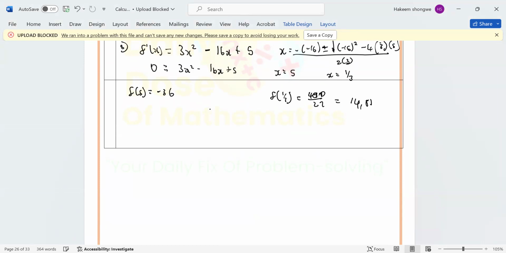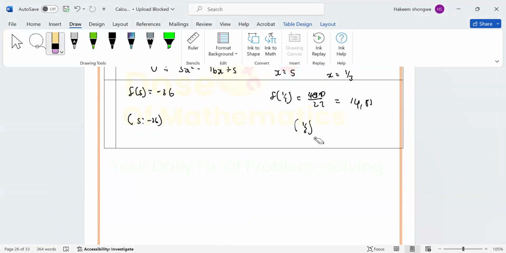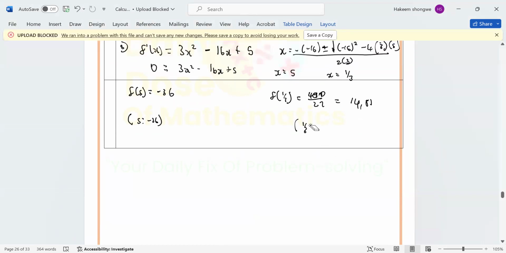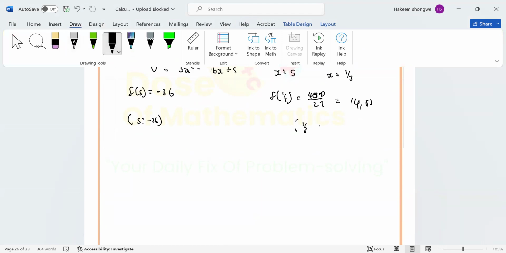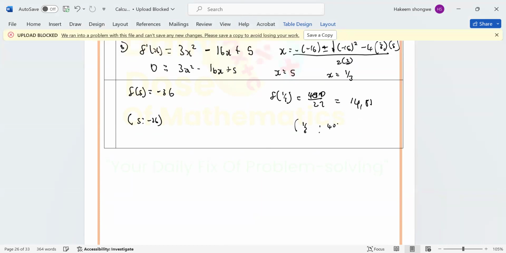Okay, then we can write the coordinates. We say 5 goes with minus 36, and then we have 1 all over 3, which goes with 400 all over 27. Okay, so here you have 400 all over 27. We're still fine. Let's go to the third question.